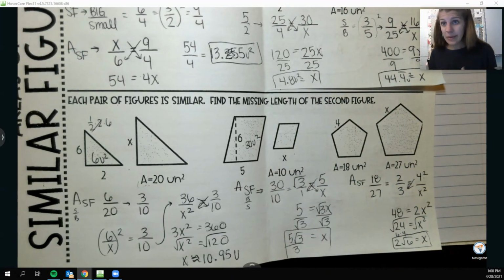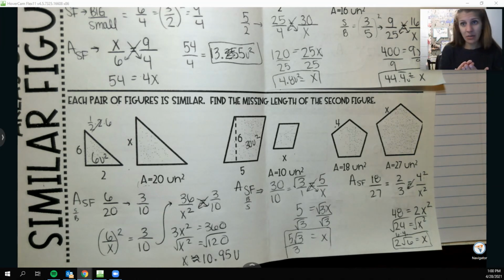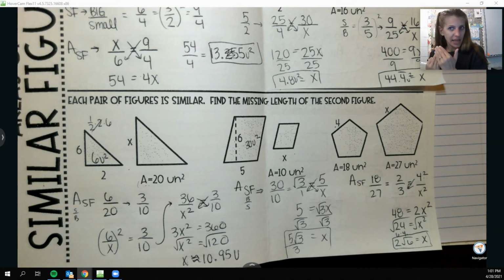So the thing to keep in mind, guys, is when you want to set them equal, you need to make sure that you don't set area equal to sides unless you square root the area to bring it down to meet the sides, or you square the sides to bring it up and meet the area, which is usually easier to square. Square rooting is just messy.